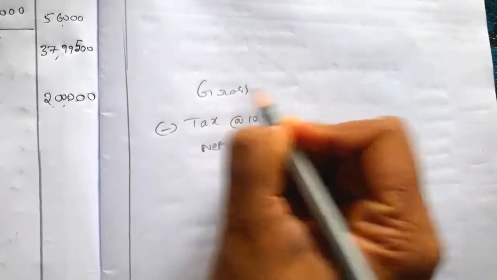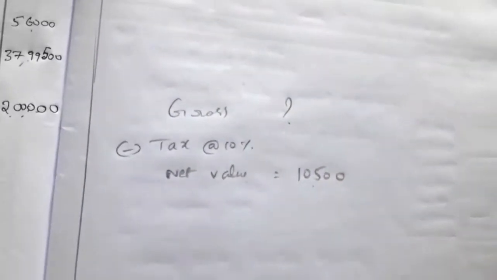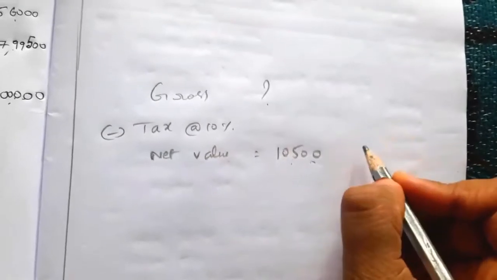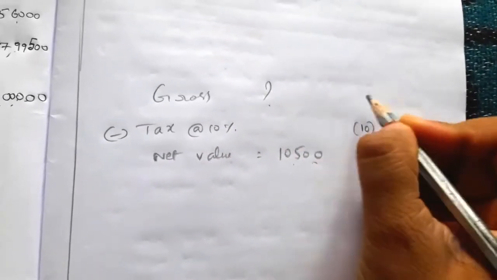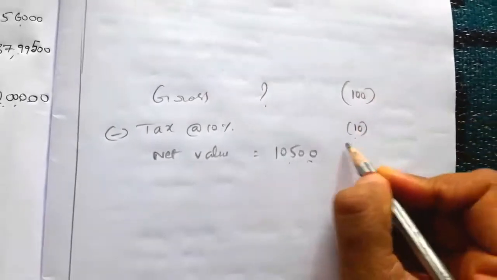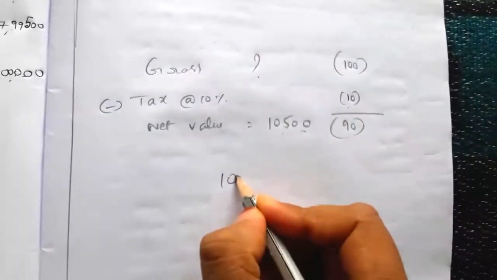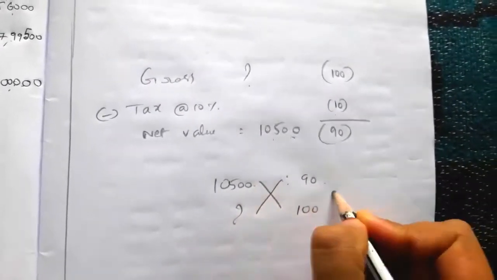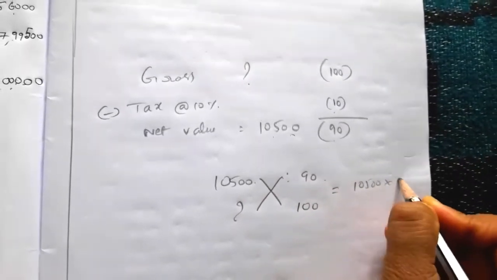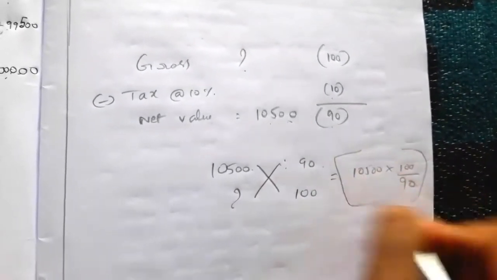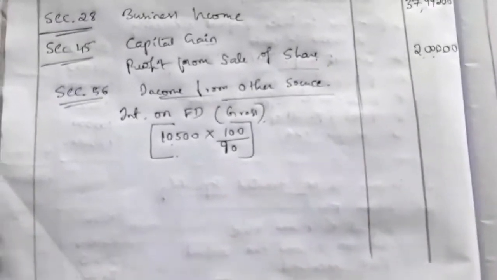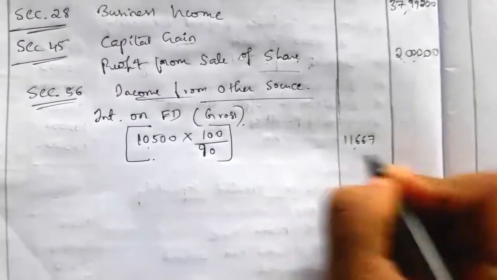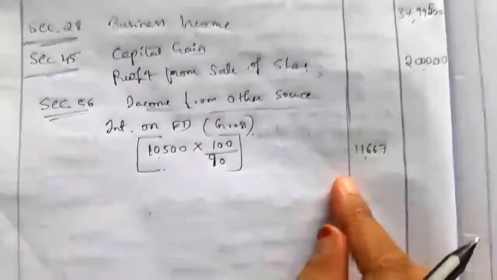So we want to find the gross value. We don't know what the gross value is here, so we have to find it. We know the net value amount and the tax rate. When the tax rate is 10%, assuming the gross value as 100, 100 minus 10 is equal to 90. So the given value 10,500 is for the 90%. Then for 100%, how much? That is a cross multiplication, 10,500 into 100 by 90. So this calculation we have to show here: 10,500 into 100 by 90 is equal to 11,667. 11,667 is the gross value.